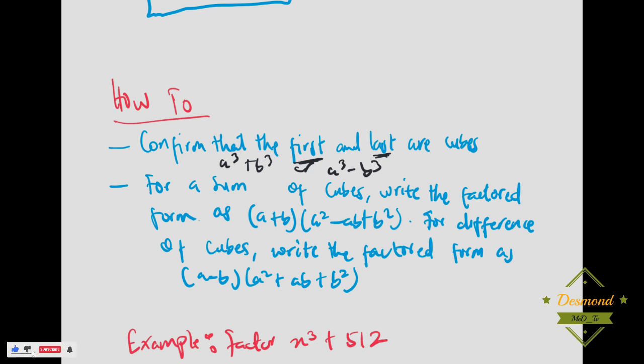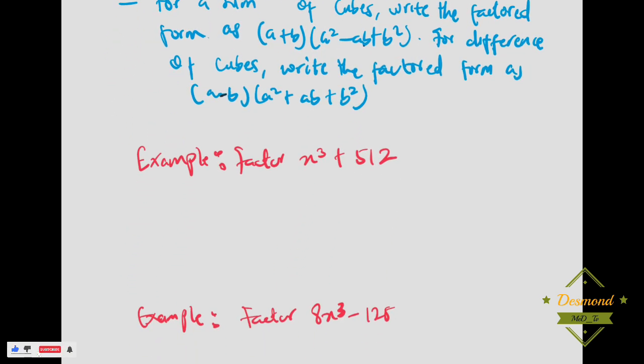for a sum of cubes, rewrite the factored form as a plus b multiplying a squared minus ab plus b squared. And for the difference of cubes, we write the factored form as a minus b multiplying a squared plus ab plus b squared. That's what we do. So remember these factored forms. Right, now let's take an example.